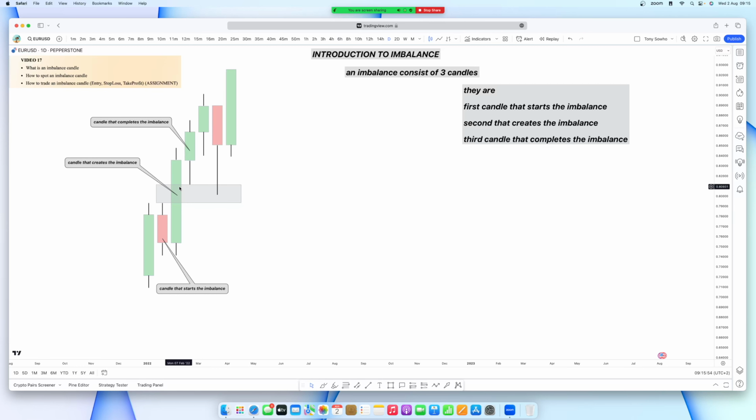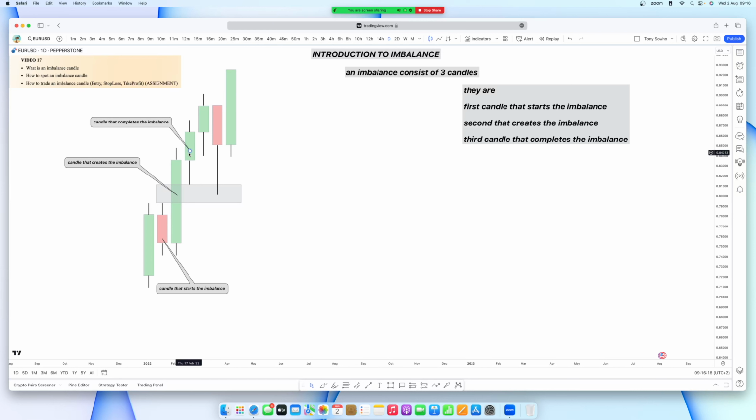This is how to play an imbalance. First, this is how you spot an imbalance. An imbalance is created as a result of a heavy order that has been placed in the market in one direction. An imbalance consists of three candles: the candle that starts the imbalance, the candle that creates the imbalance, and the candle that completes the imbalance. Now, what happens after you spot that? Because the market is still bullish.